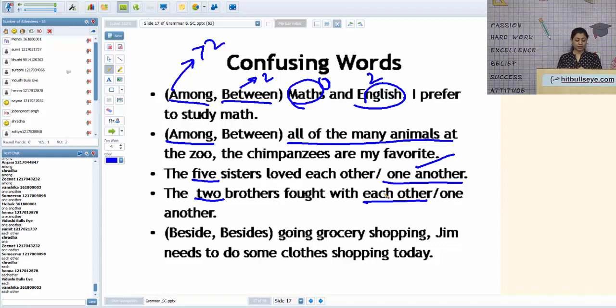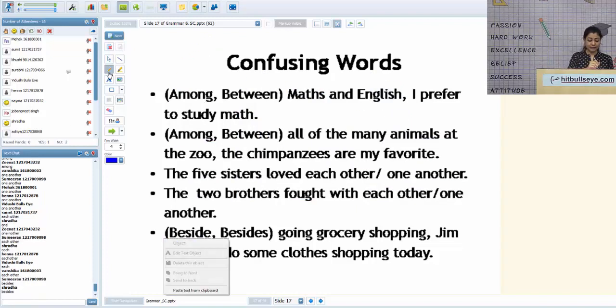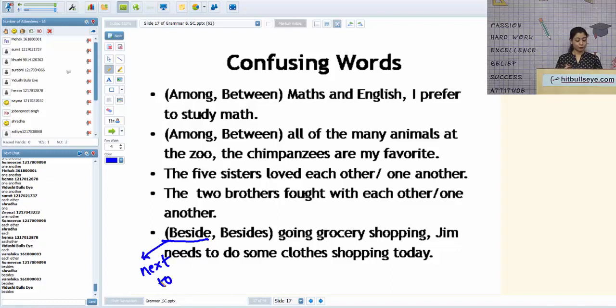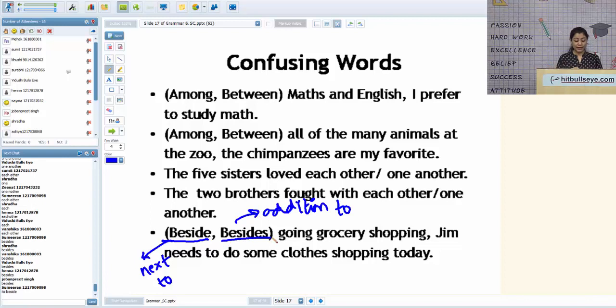Moving on to the next set of confusing words, beside and besides. So the difference between beside and besides is, beside means next to, let's say to put it into simpler words, bagal mein, and besides means in addition to, matlab iske alawa. So what I want to say here in this example is that besides going to the grocery shop, Jim needs to do some clothes shopping today, which means that apart from going to the grocery shop, Jim also has some other work, which means in addition to.